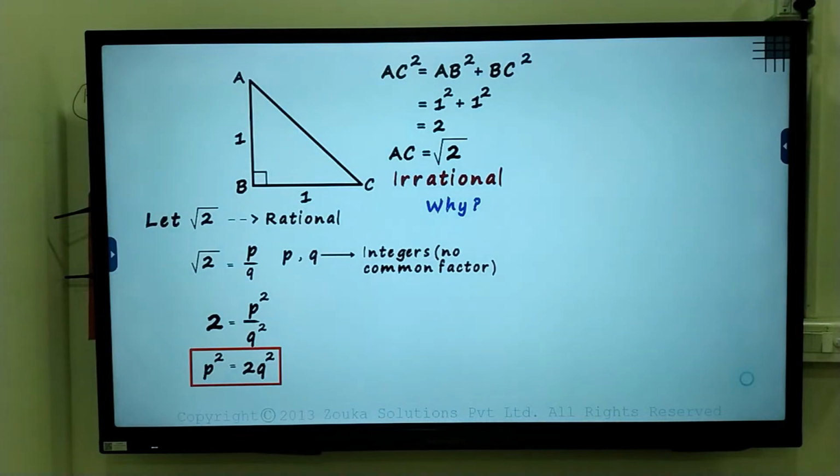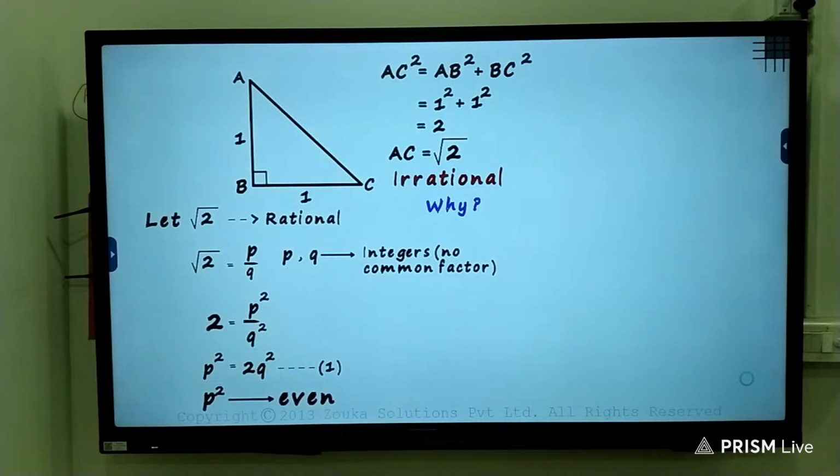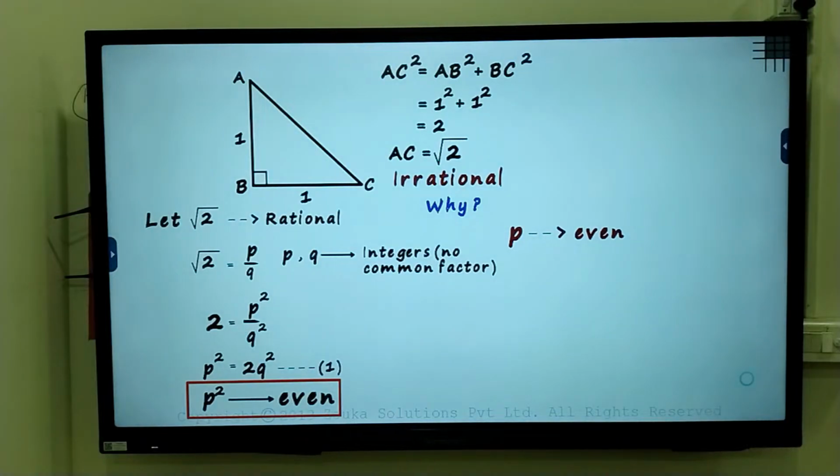This gives us a very important result, and let's call it our first equation. What does this tell us? We know that 2 multiplied by anything is even. So the first equation tells us that p squared is even. It also means that p is even. That's because if the square of a number is even, the number has to be even. 2 squared is 4, 6 squared is 36.